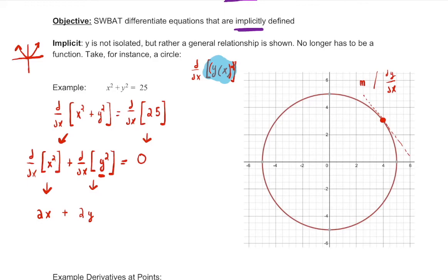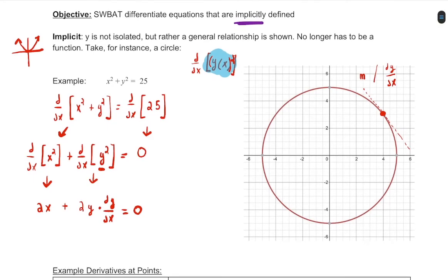So we need to take the derivative of y with respect to x, which we have a way of saying. We call that dy dx. And so there's your dy dx. These problems will almost always have a portion where now what you need to do is to solve for dy dx.